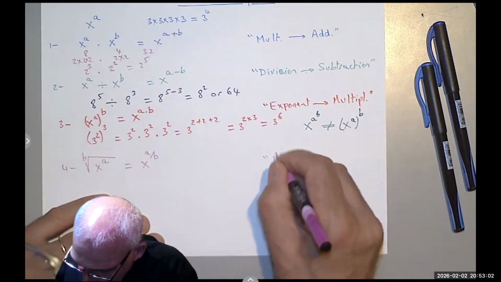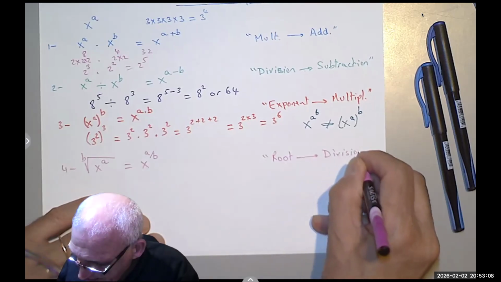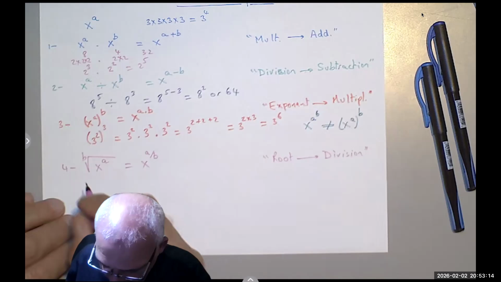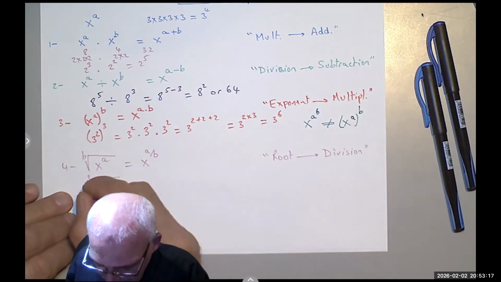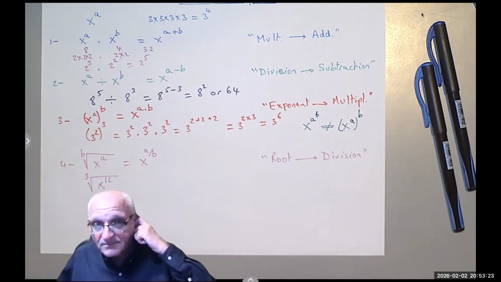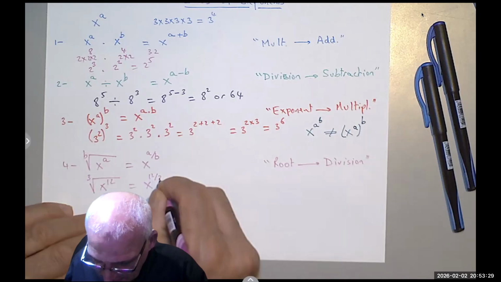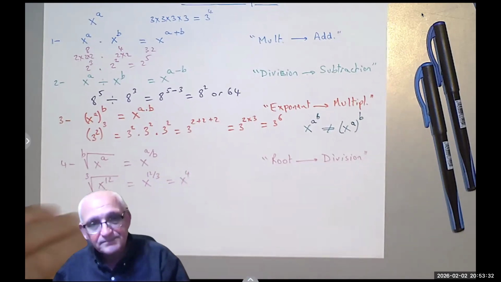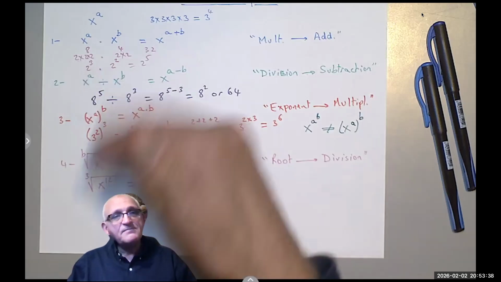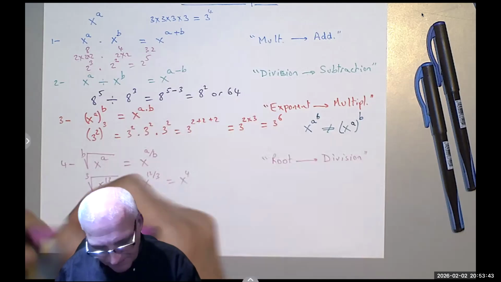So now the root became division in the power. Okay? So for example, if I say, what is the cube root of x to the 12? It's x to the 12 over 3 equals x to the 4th. Okay? So now these are the main 4 rules. There are a few other rules, very simple ones.